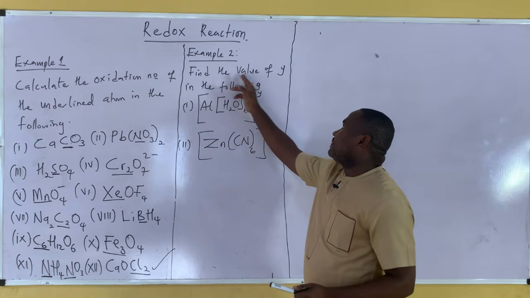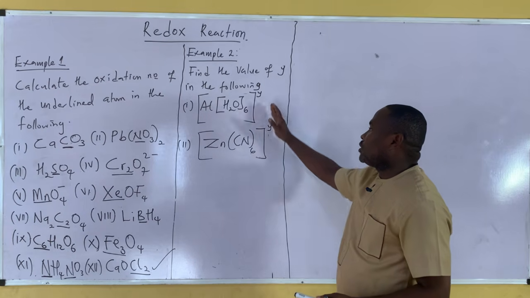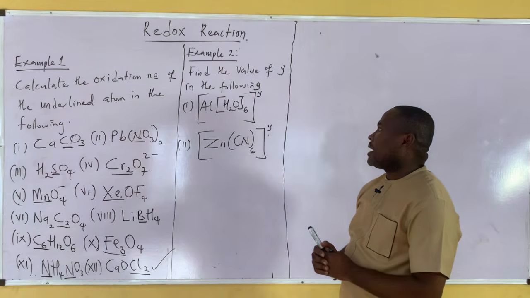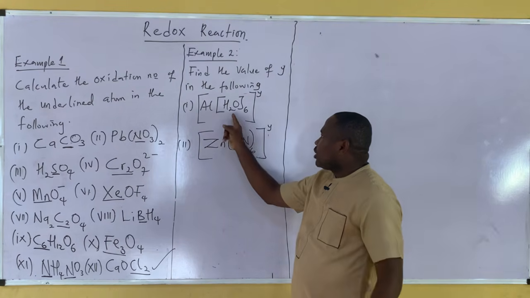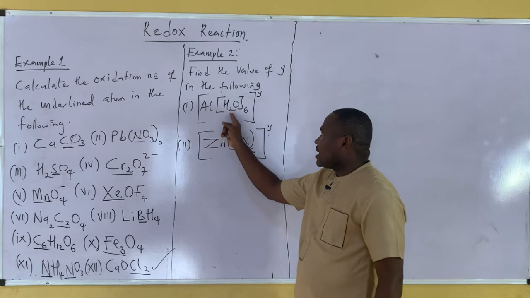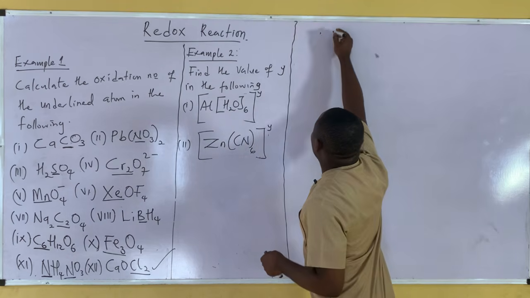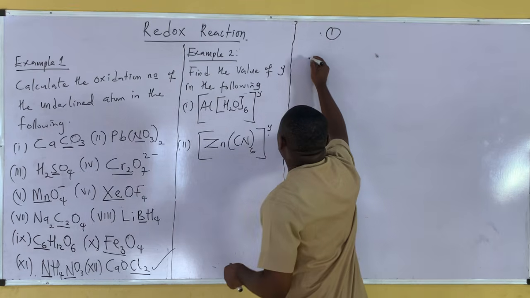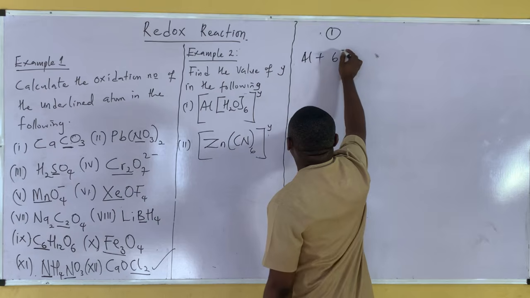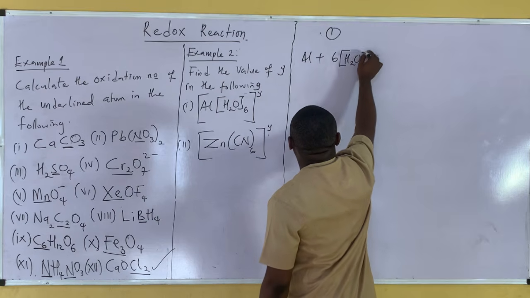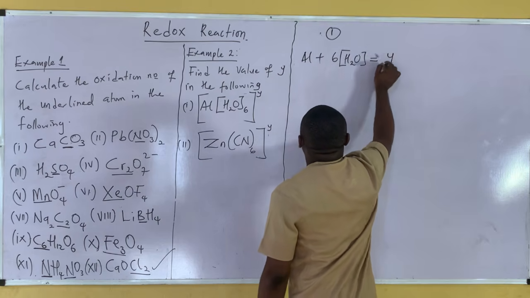Example 2 is: find the value of y in the following equation. We're looking for the value of y in the following equation. Now, I want you to see something very good in example 1. There is water in here, so it means solution 1. I have aluminium plus 6 bracket H2O, everything is equal to y.